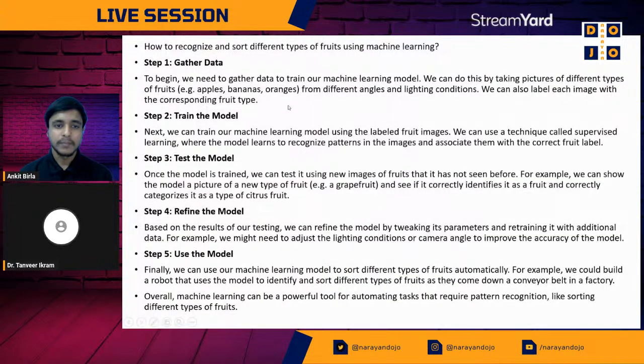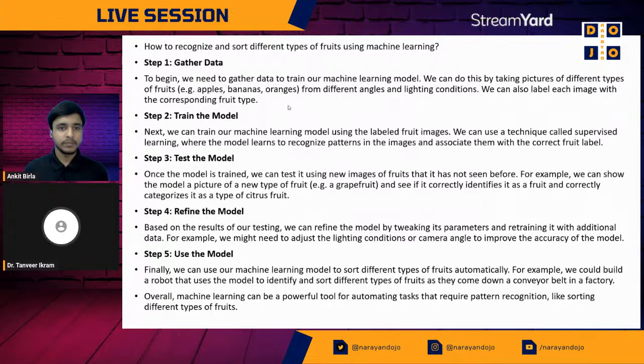Okay, just to summarize how machine learning works to recognize and sort different types of fruit. So, first thing is that we gather the data. To begin, we need to gather data to train our machine learning model. We can do this by taking pictures of different types of fruits from different angles and lighting conditions. We can also label each image with the corresponding fruit type. Like we have taken images, the children can take images of different fruits to train the model. Next, we can train our machine learning model using the labeled fruit images.